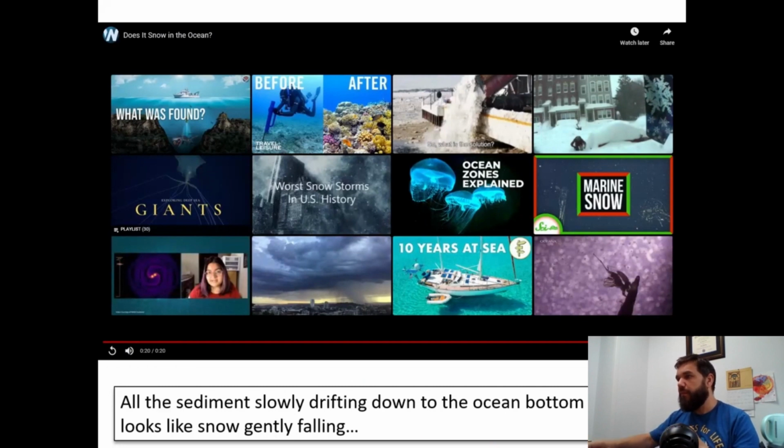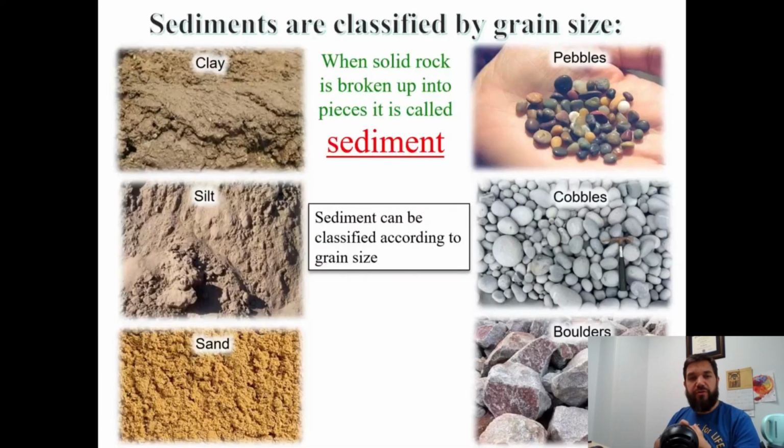So anyway, there are two ways of classifying sediment. Number 3 asks you, what are the 2 ways of classifying sediment? We can classify and organize and categorize sediment by the size of the grains, or we can classify and organize it by the source of the sediment, or the type of sediment.